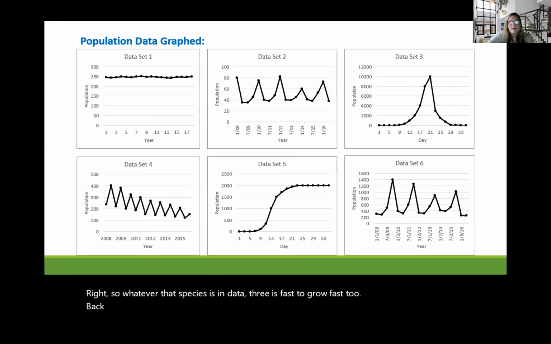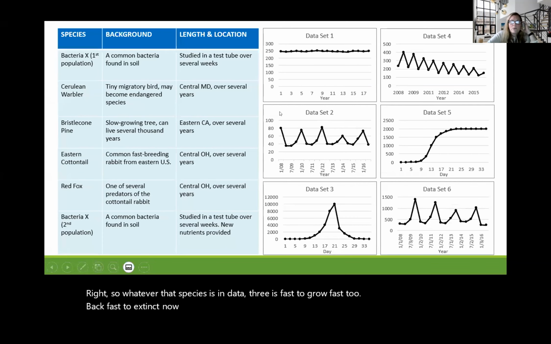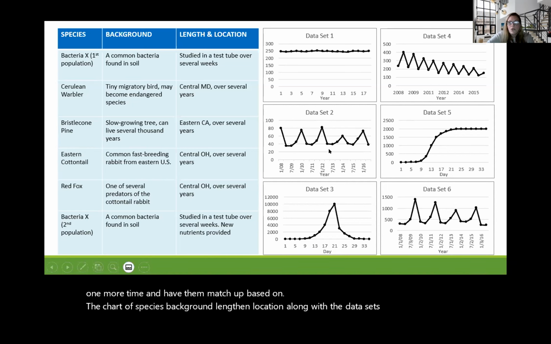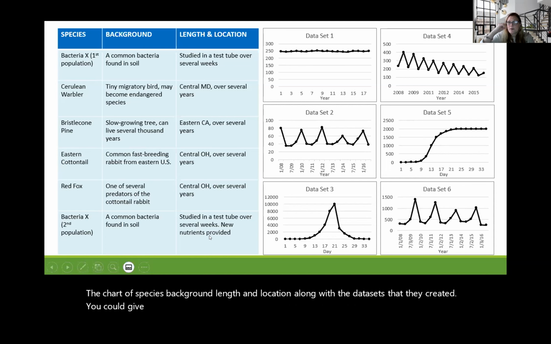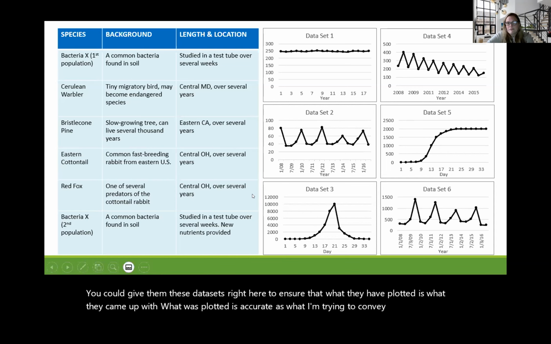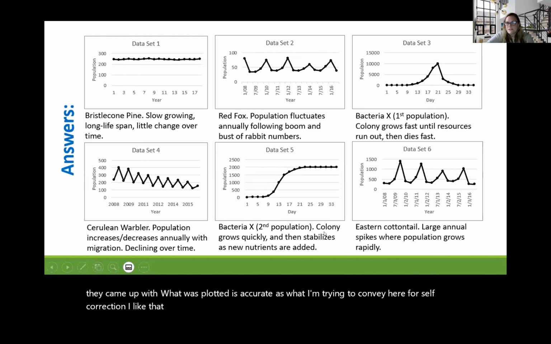extinctness. Okay. Then what we would have, perhaps you could give them the sheet one more time and have them match up based on the chart of species, background, length, and location, along with the data sets that they created. You could give them these data sets right here to ensure that what they have plotted is what they came up with. What was plotted is accurate, is what I'm trying to convey here, for self-correction. I like that idea. And then the answer key is found in the lesson plan as well.